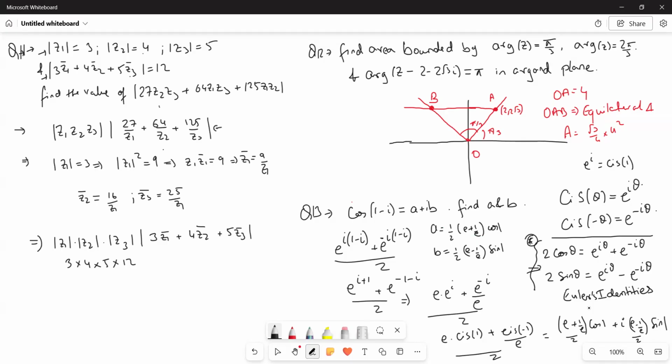Okay, so we will wind up at this for today. I hope everyone is able to understand the question. So that will be it for complex numbers as well. Okay?